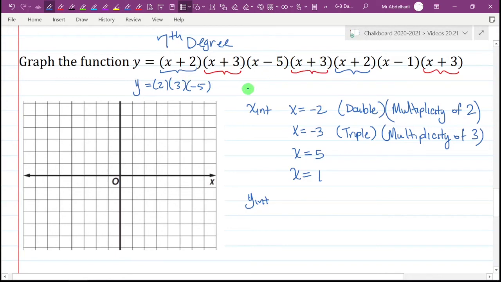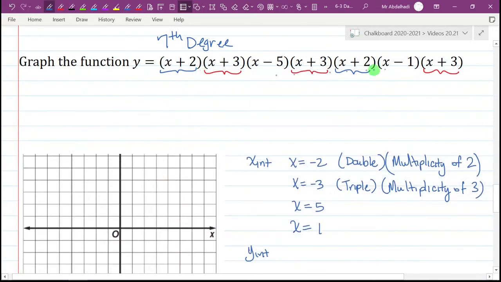Well, actually, you know what? Let me do this a little bit an easier way. So another way I could have written this, instead of having all 7 written out like this, you could also have grouped together the like factors. So x plus 2, there's 2 of them. So instead of writing it twice, just put a second power on it. And x plus 3, there's 3 of them. Just put a third power on that. So x plus 3 3 times. Then you have your x minus 5, and you have your x minus 1.